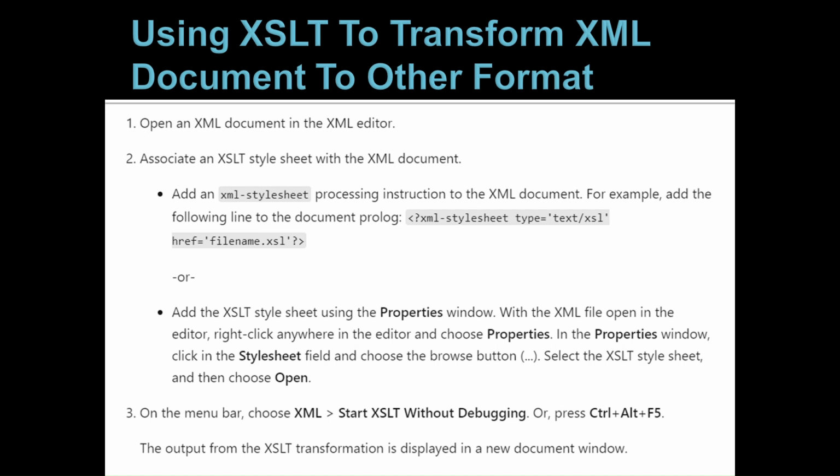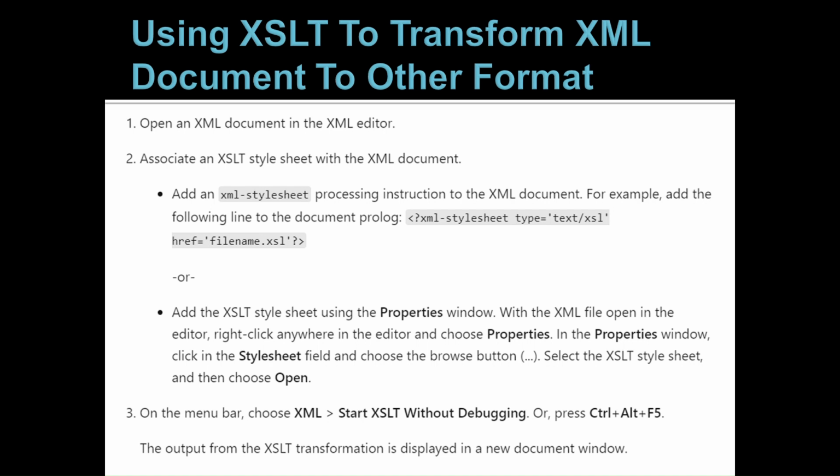One is the one which I explained to you right now, and the other one is to add the XSLT style sheet using the properties window. With the XML file open in the editor, right click anywhere in the editor and choose properties. In the properties window, click in the style sheet field and choose the browse button. After selecting the style sheet field and choosing the browse button, you will have to choose open. So it is just another method to associate the XSLT style sheet with the document.